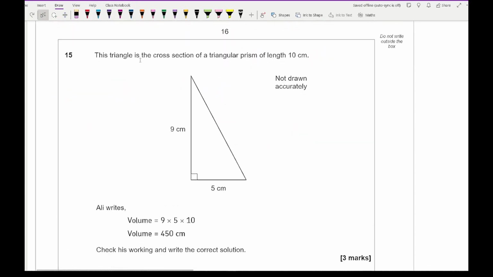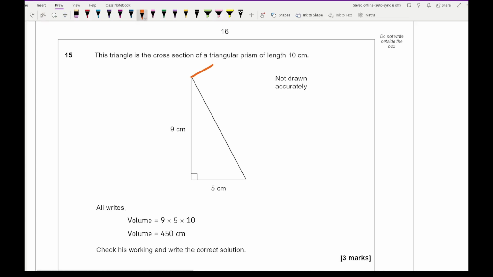Moving on to question 15, it says that this triangle is the cross-section of a triangular prism of length 10 centimetres. Ali writes the volume as 9 times 5 times 10. The volume is 450. Check his working and write down the correct answer.